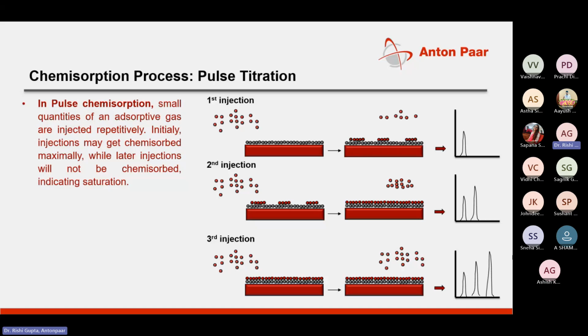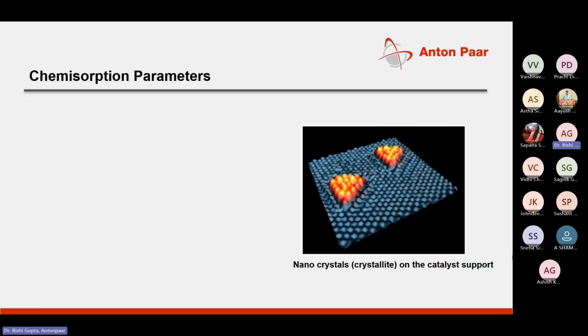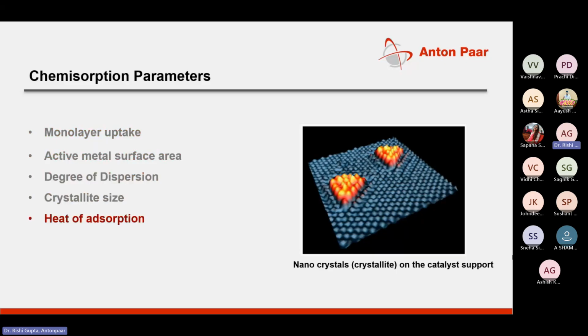Then it gives me the monolayer uptake capacity, the same information which otherwise I would have got from the strong chemisorption. Strong chemisorption also gives me the detail of how many gas molecules are deposited over the metal, once I subtract it from combined and weak. So overall, from the chemisorption, you can take the monolayer uptake, you can calculate the active metal surface area, the degree of dispersion, the crystallite size, the heat of adsorption, and the activation energy.